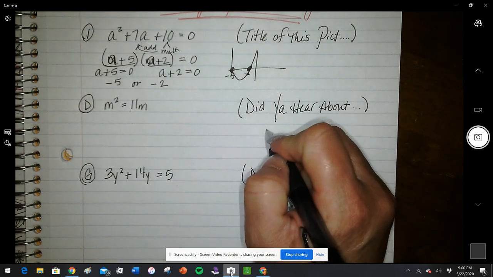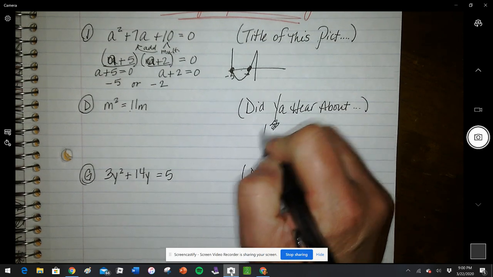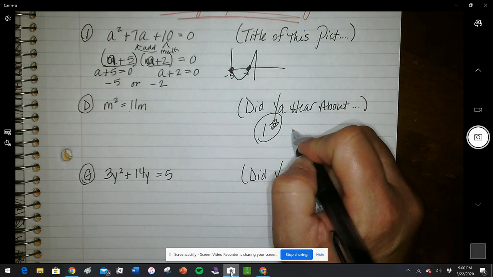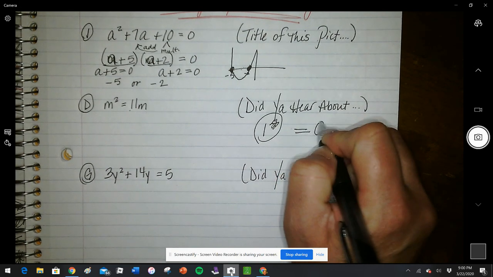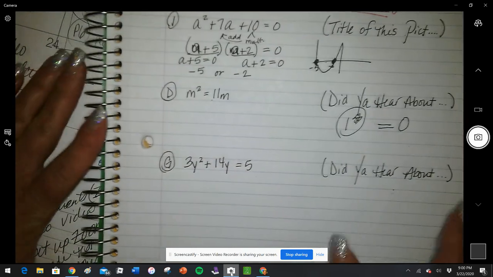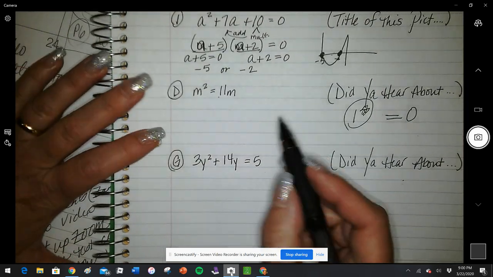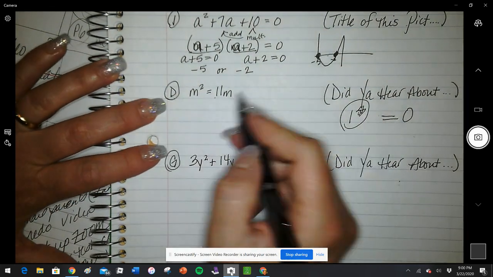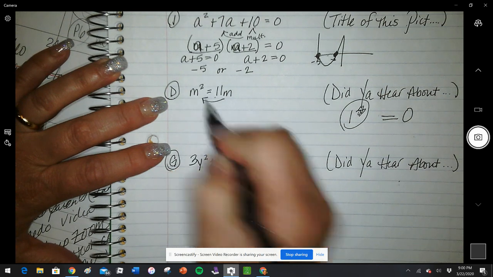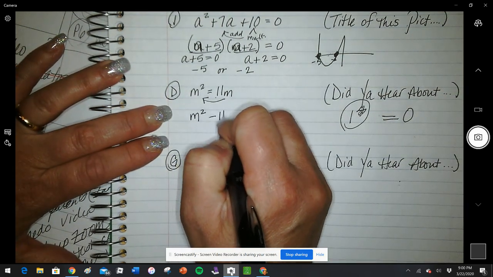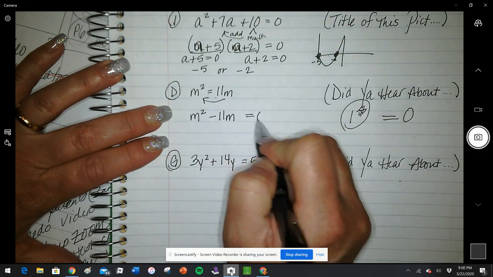And so your very first step, the very first thing that you have to do for these is to go get it equal to 0. So you're going to have to move everything to one side so that 0 is by itself on the other. Okay, so let's go ahead and do that with letter D and letter G. Letter D, I'm going to move this 11m over to the other side. And so I get m squared minus 11m equals 0.